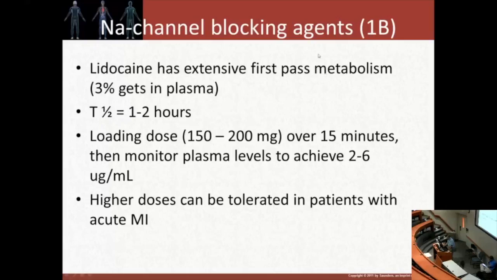There's extensive first pass metabolism, which is why we don't give it orally. Of course, we would like it to have its major effect at the time of the MI. So again, we prefer the IV, but you can see loading doses to basically have the more potent outcome. Higher doses can be tolerated in patients with an acute MI, and that's typically what is seen clinically.